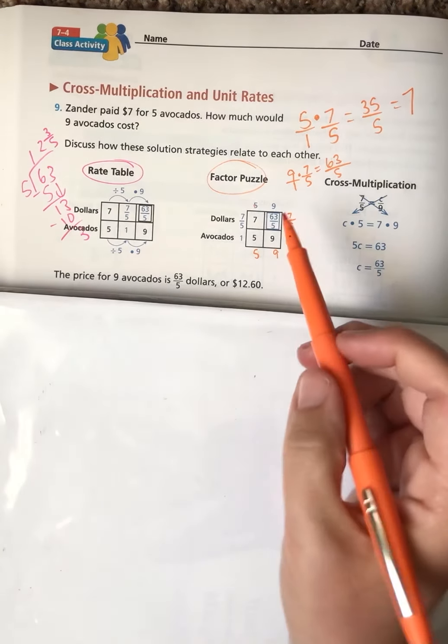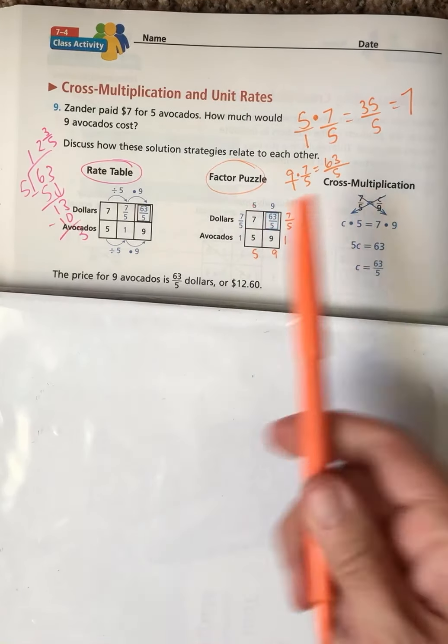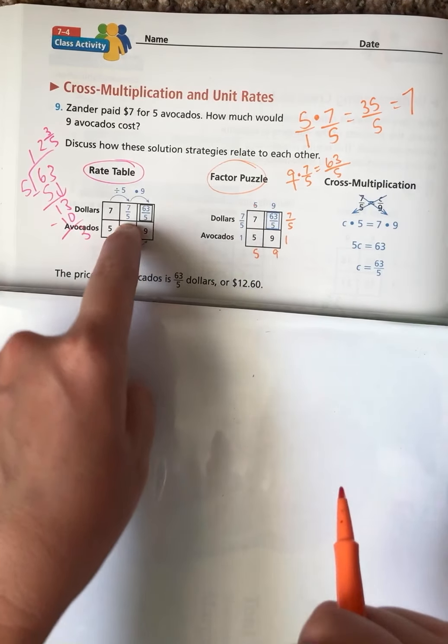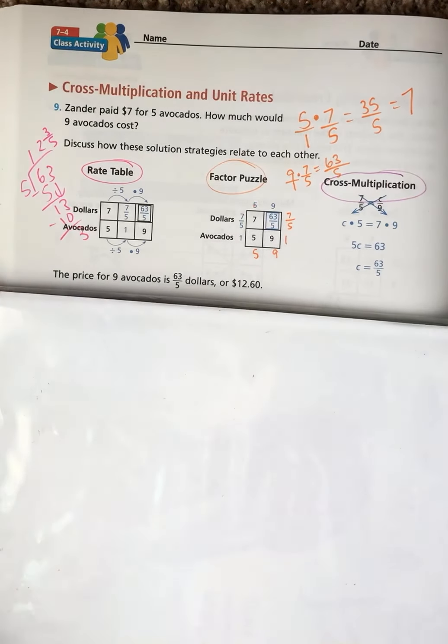Again, you would have to turn that into a decimal. Personally, I don't love this strategy. If you have to have fractions on the side of your factor puzzle, to me, that's not a good way to solve it. I would use a rate table, or in this case, what I would really do is cross multiplication. So here's my favorite strategy when you get a problem like this.